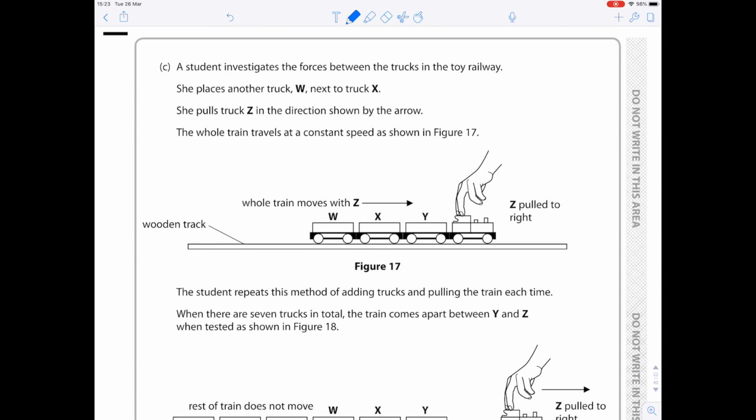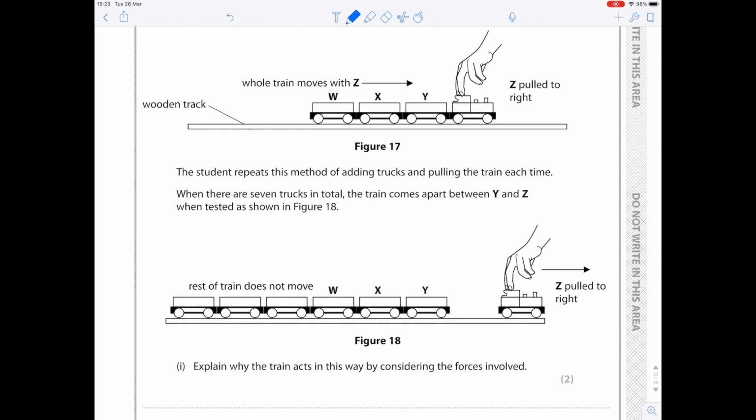C. A student investigates the forces between the trucks in the toy railway. She places another truck, W, next to truck X. She pulls truck Z in the direction shown by the arrow. The whole train travels at a constant speed as shown in figure 17. The student repeats this method of adding trucks and pulling the train each time. When there are 7 trucks in total, the train comes apart between Y and Z when tested, as shown in figure 18.